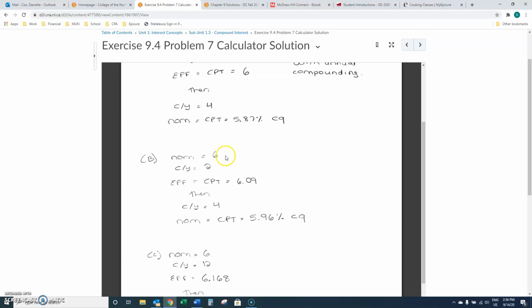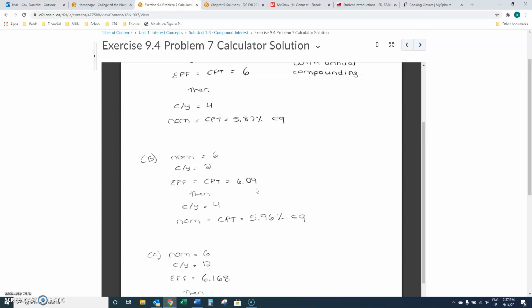In part B, what quarterly compounded rate is equivalent to 6% compounded semi-annually? So again, we're given the 6% nominal, compounded semi-annually, which means there are 2 compounding periods per year. From this, we compute the effective rate. Then we use that effective rate.